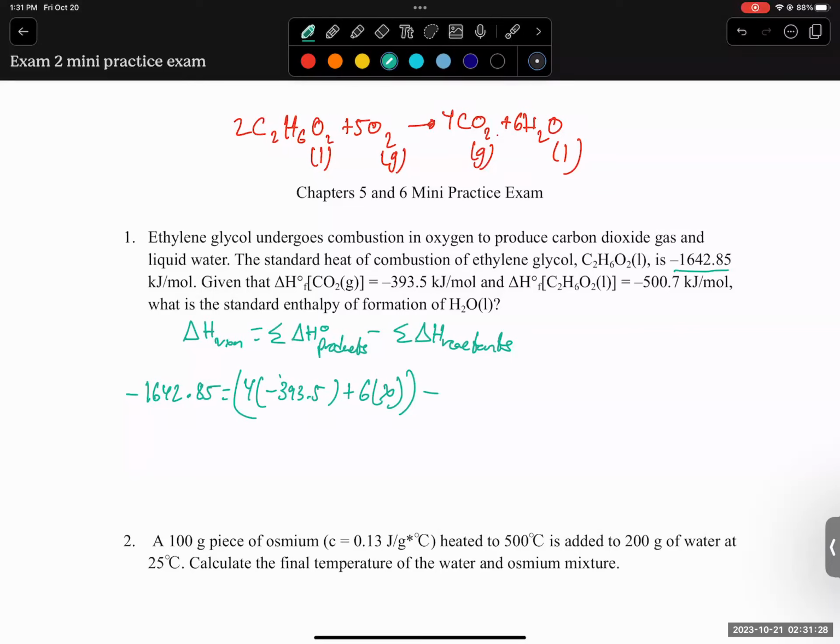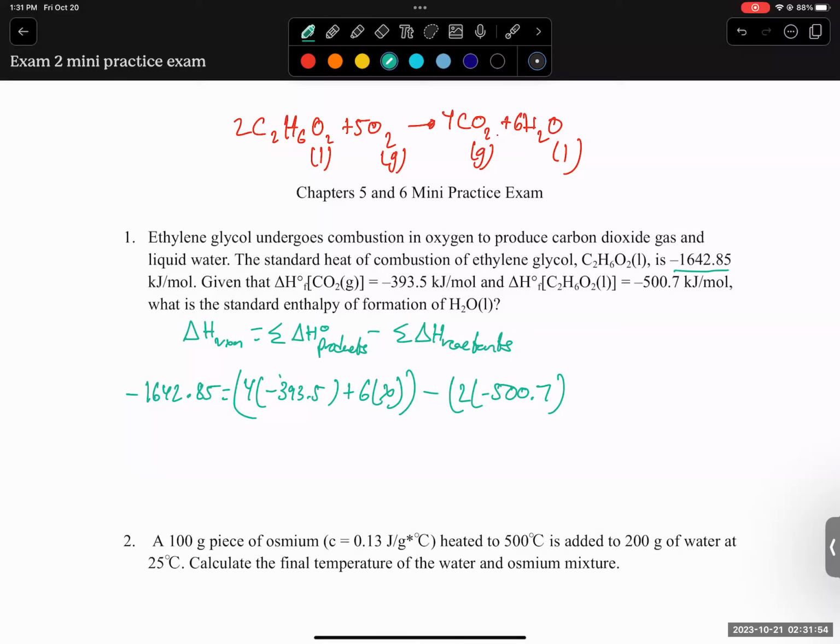Why is it 0? It's in its elemental form, standard state, however you want to call it. So that's 0, so we can leave that alone. So the only reactant we really have here is ethylene glycol. So we'll do 2 times negative 500.7 because that's what it gives us. All right, now comes the long, treacherous task of doing the algebra for all this.